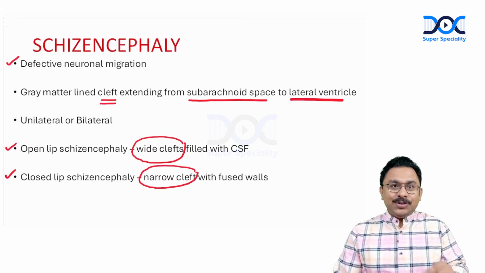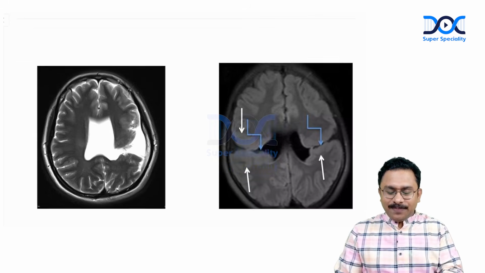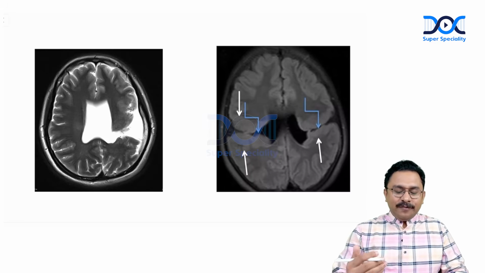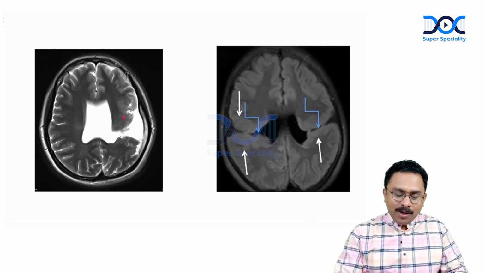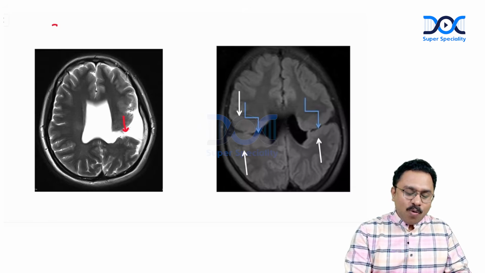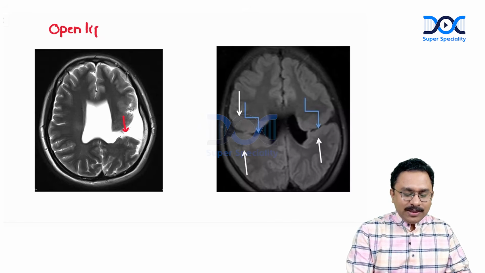Want to see the imaging? Let's see it. So you can see two images on your screen. The first one, are you all able to appreciate the cleft which is filled with CSF? This is unilateral as well. So this is the open lip schizencephaly. Clear? No doubts? This is open lip schizencephaly.